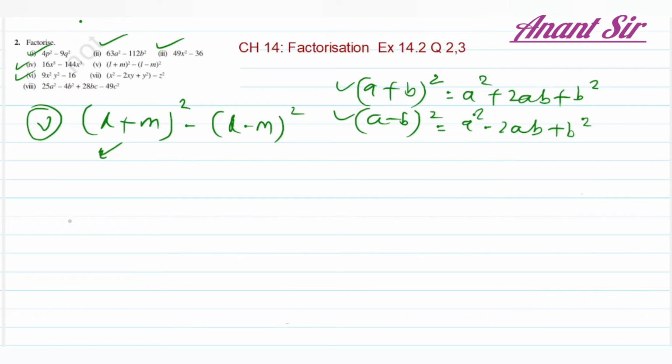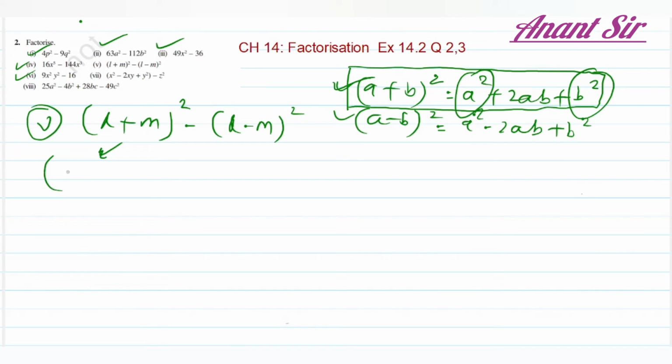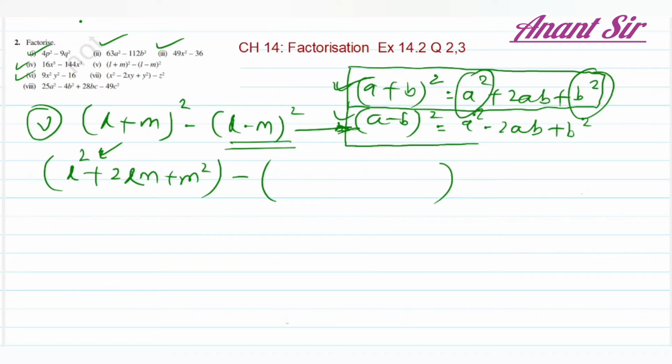So I can use the first formula for L plus m whole square, right? I can use the formula a plus b whole square. I will write L in place of A and M in place of B. So my answer will be L square plus 2LM plus M square. Similarly, for the second bracket, L minus M whole square, I can use this formula a minus b whole square. I just have to put L in place of A and M in place of B. So it will be L square minus 2LM plus M square.